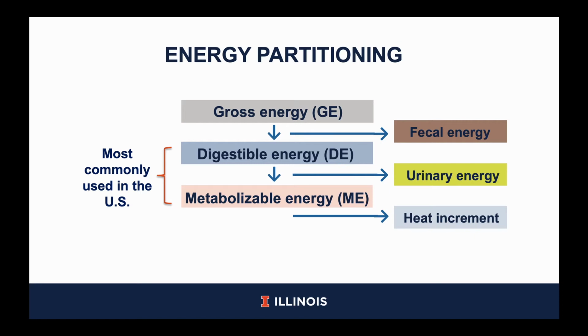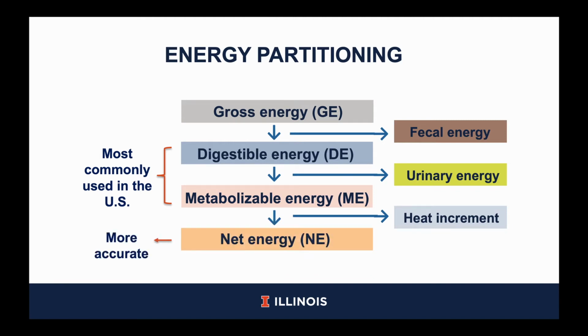However, if we can also calculate the amount of energy that is being lost in form of heat, we can calculate the net energy value, which is believed to be more accurate than the other two values because we account for the total amount of energy losses in the system.